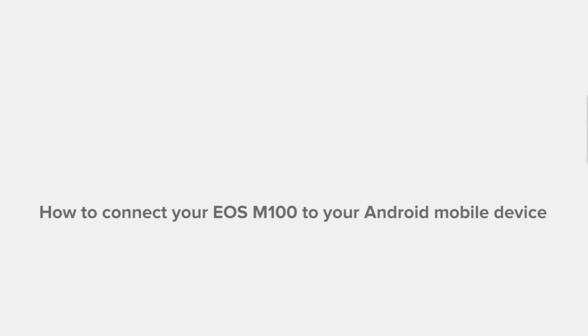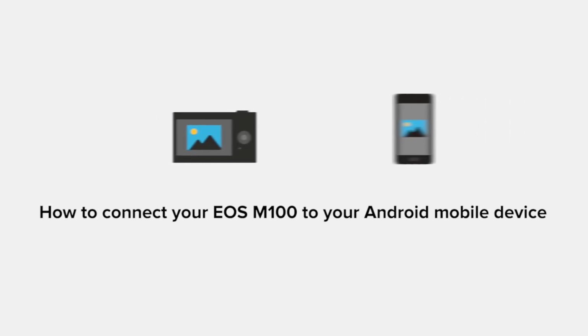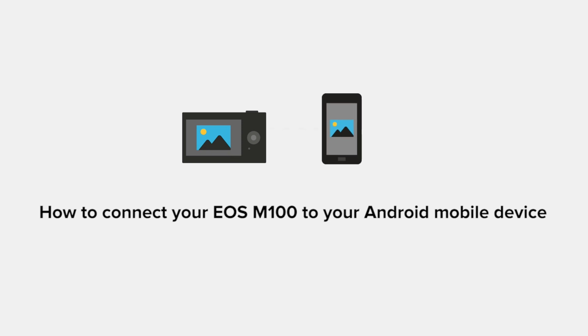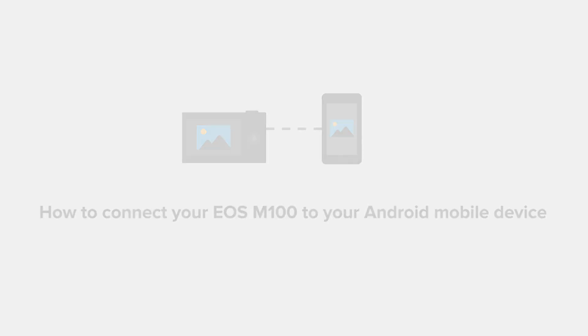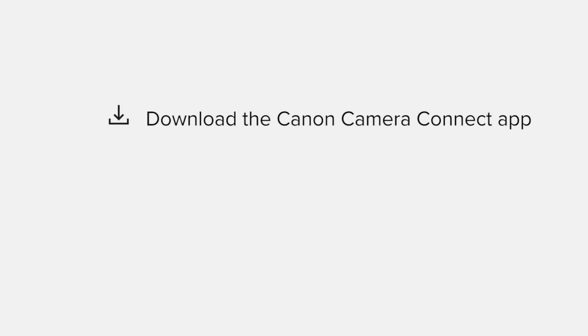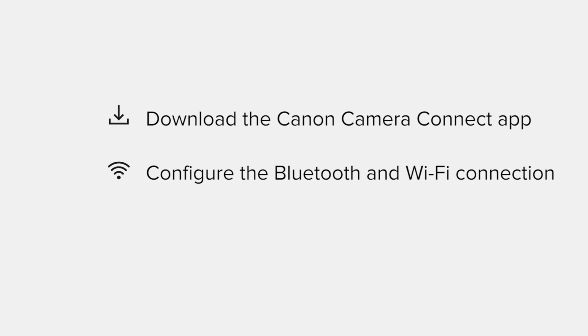In this video, we'll take you through the steps required to connect your Android smartphone or tablet to the Canon EOS M100. We'll start by downloading the Canon Camera Connect app from Google Play, before configuring the Bluetooth and Wi-Fi connections. Finally, we'll go through the basic features of the app and make sure everything's working as it should. All up, it should take about 5 to 10 minutes to get up and running.